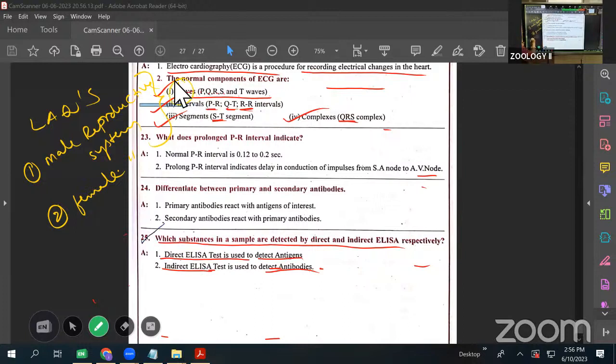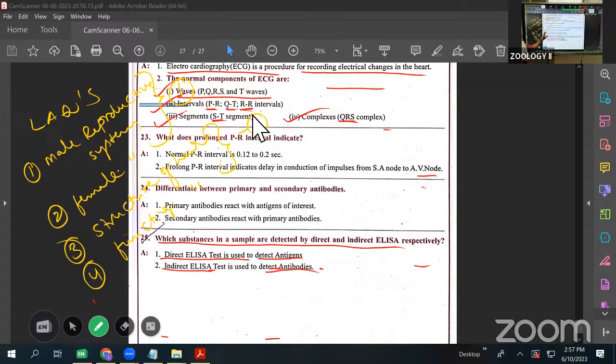Next, from the circulatory system, which one? The heart. The structure of the heart, you learn it. And the fourth one, the functioning of the heart, you learn it. This one will be compulsory.